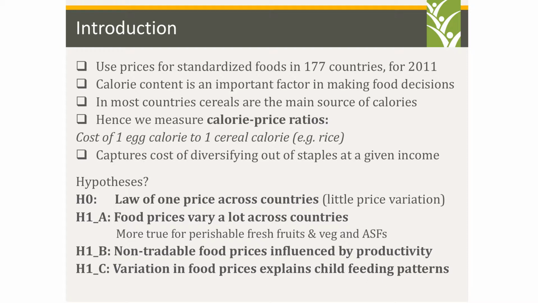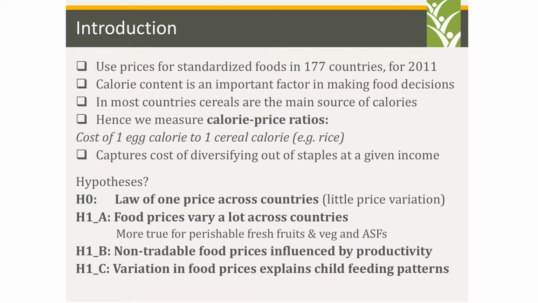And our hypotheses, well, first is what economists call the law of one price, and like most economic laws, nobody thinks it holds, but we call it a law for some reason. That basically says that if there's no transaction costs, which is why it doesn't hold, there'll be really no price variation across countries. So it wouldn't matter if you were living in Nepal or the US, the price of milk relative to cereals would be the same. The alternative is that food prices vary a lot across countries, although we suspect they vary more for foods that can't be traded across countries, like eggs, or can't be traded much within countries. So more true for perishable fruits and vegetables and animal source foods.